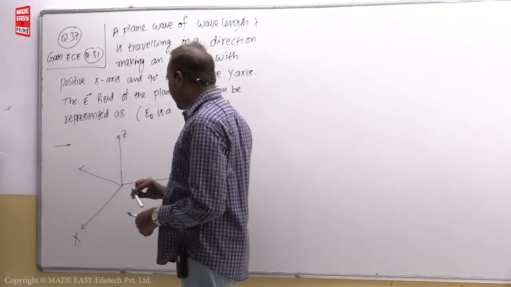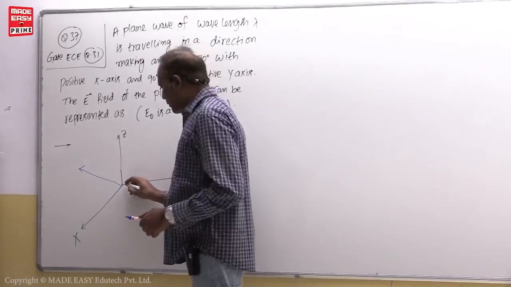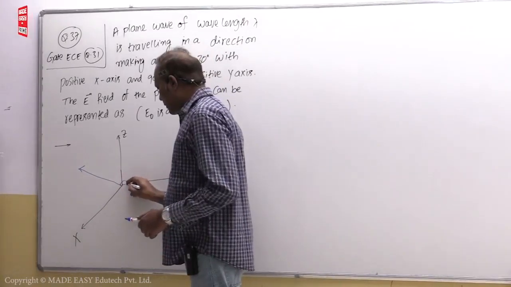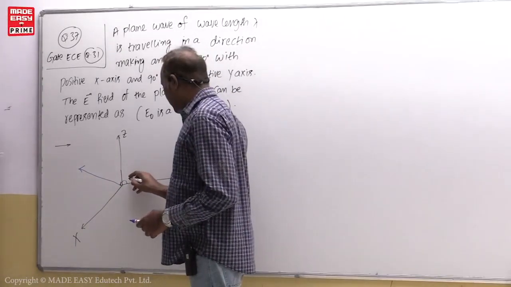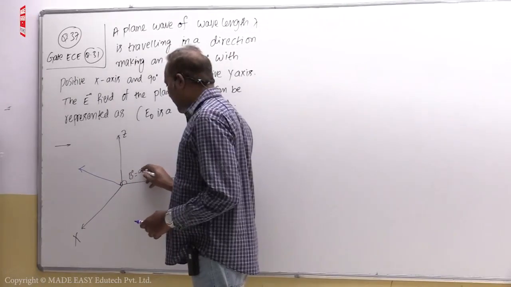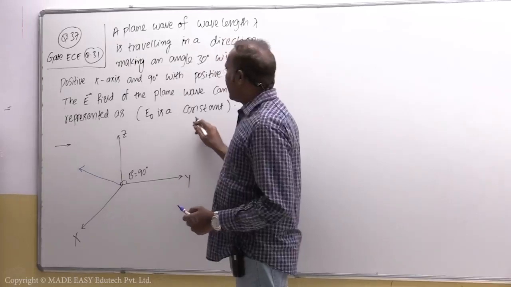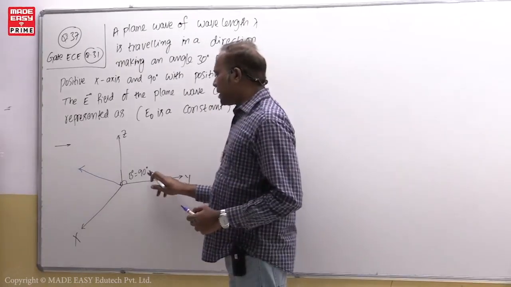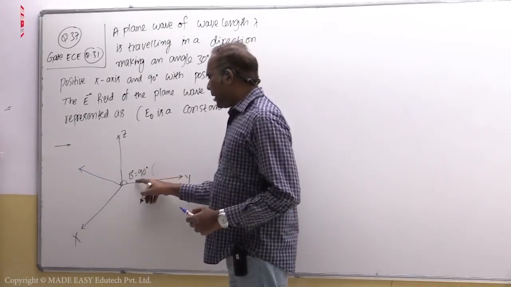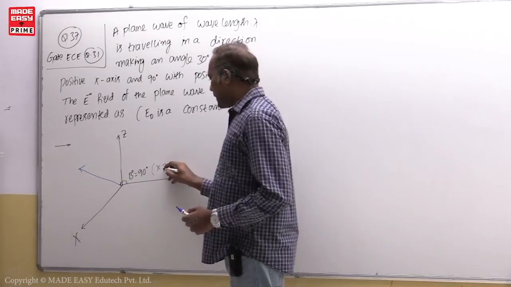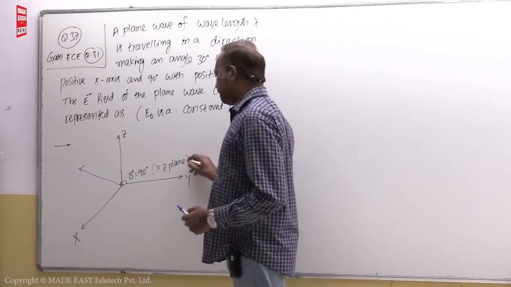It makes 90 degrees with the y-axis. So it makes 90 degrees. That is, b degrees is equal to 90 degrees, is given. That EM wave makes 90 degrees with the positive y-axis means that it is in the xz plane.